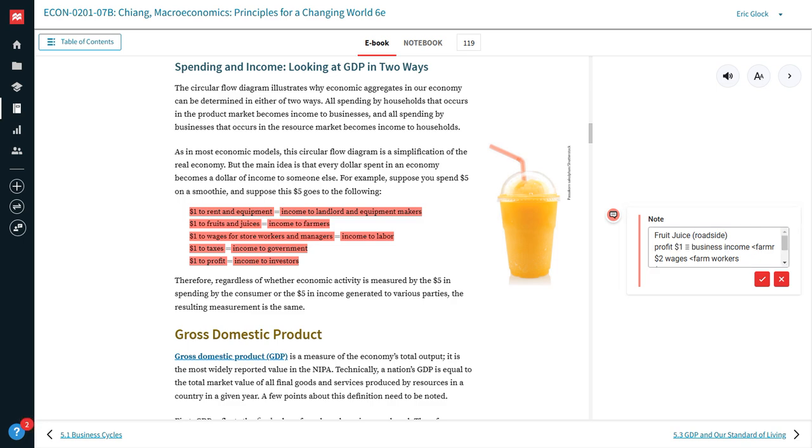Okay, so think of it as fruit juice. We're to the right. And we have, for starters, profit. Let's say you spend $5 on the juice. And this juice is at a roadside stand. It's being sold by the farmers. So you pay them $5 for the fruit juice. And they have a juicer there. And of that $5, the farmer gets $1 in profit.